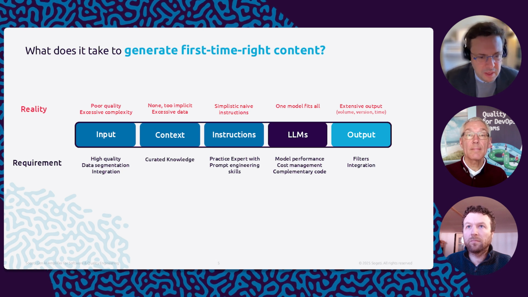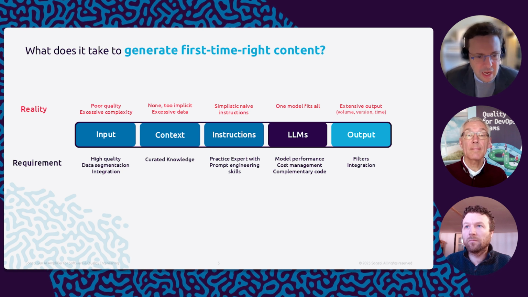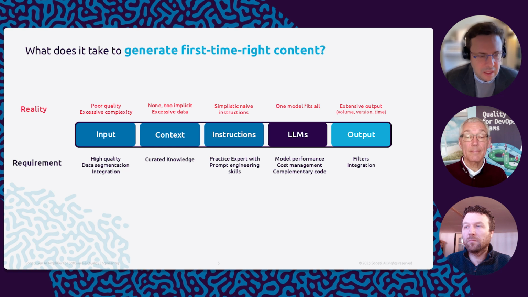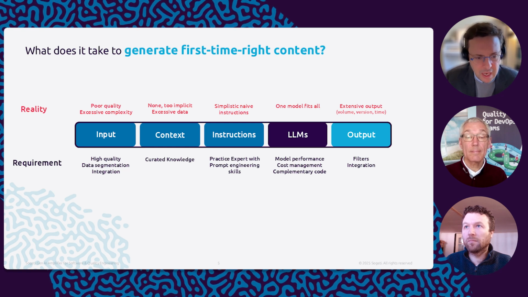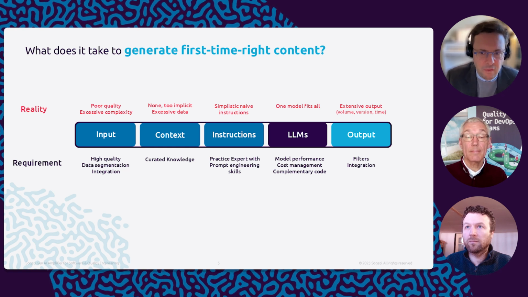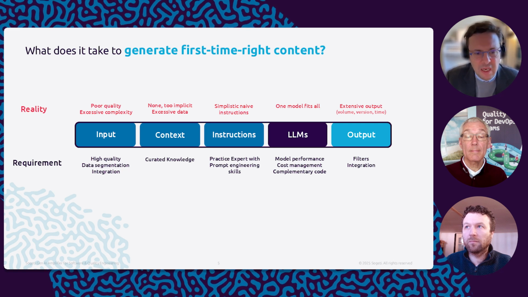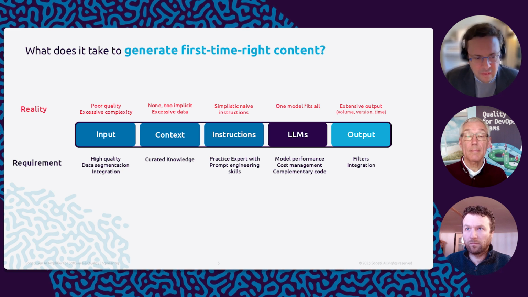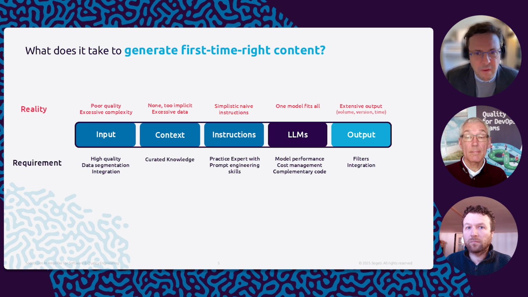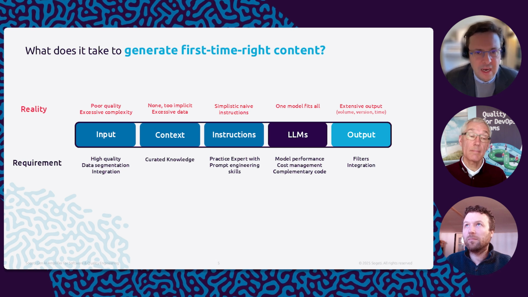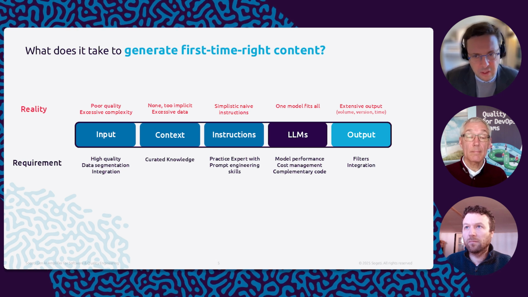And then we need to optimize the model selection, the cost control behind it, and really align the right model behind the task, and do different things on filtering the output. So these are, I think, overlooked challenges before we can actually get to the point where we can, for SQE, generate first-time right content.